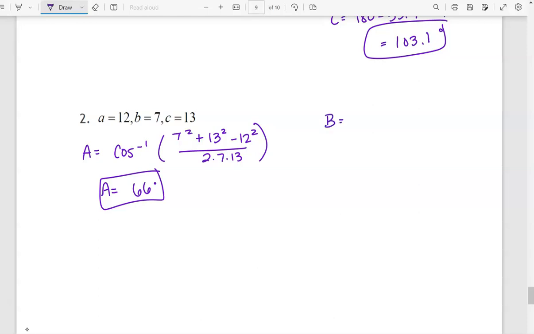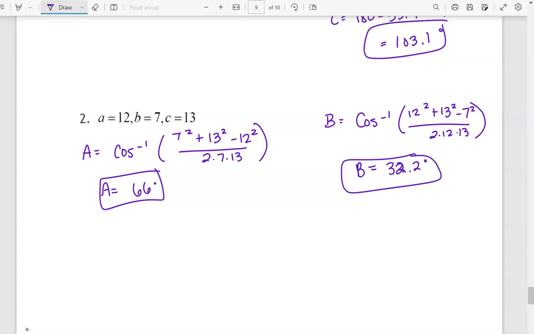And then we'll go ahead and find B. Cosine inverse of 12 squared plus 13 squared minus 7 squared over 2 times 12 times 13. And our calculator is going to give us 32.2 degrees. And so then we can just go ahead and take for C, 180 minus 66 minus 32.2, and then we can get our last angle of 81.8 degrees.